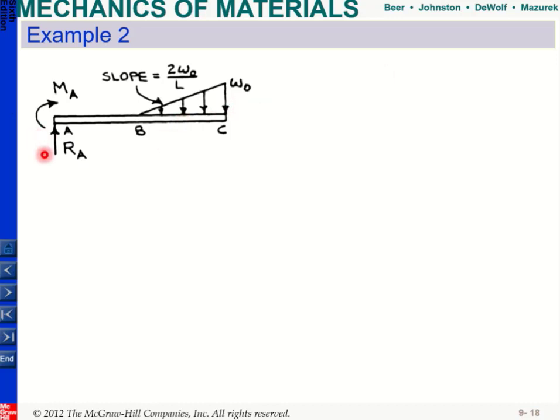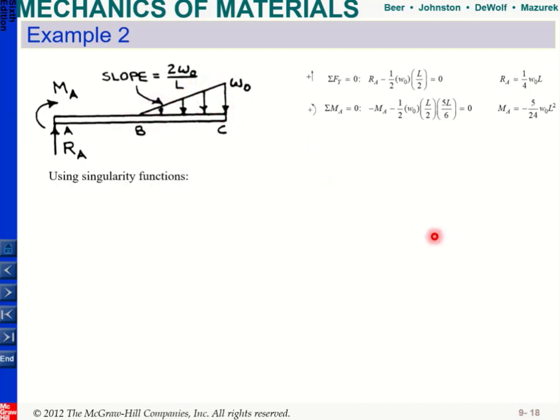Okay, so since this is a fixed support, I will have a vertical force plus I will have a moment, and by using our static knowledge, you can find your RA. Okay, and then you can find your MA. Okay, so these are the reaction force and the moment. Okay, and then what I want to use is my singularity function, and I want to write an expression for my W. Okay, so how do we write it?